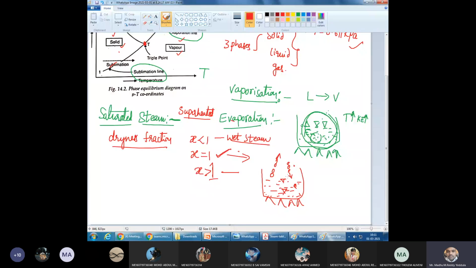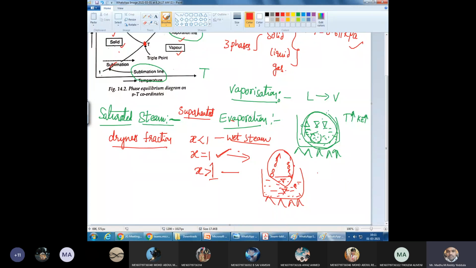Therefore, when the molecules escaping from the liquid become equal to the molecules returning to it, then I can call that particular steam saturated steam, with the liquid at its boiling point. This is about saturated steam. The saturated steam may be either dry or wet. When the saturated steam contains liquid, then we can call it wet saturated steam.